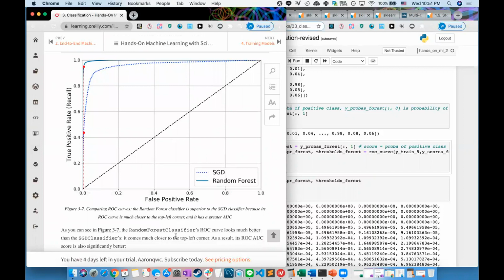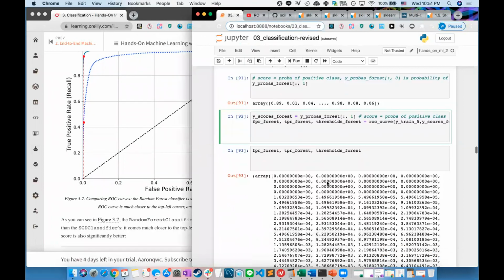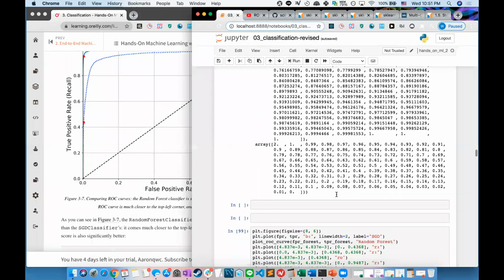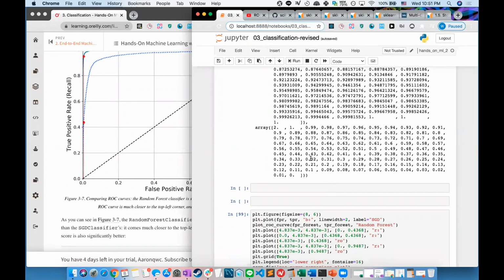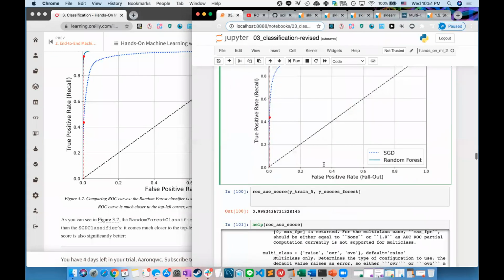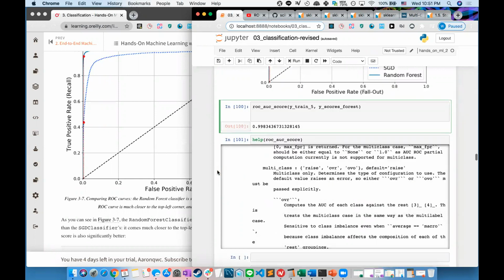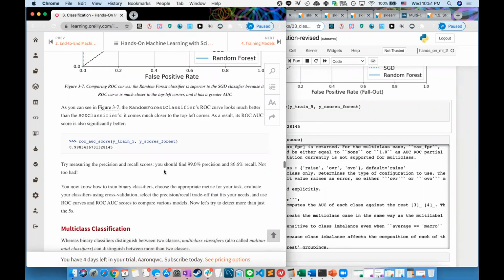As you can see, the random forest classifier's ROC curve looks much better than the SGD classifier's. It comes much closer to the top left corner. As a result, its ROC AUC score is also significantly better. Again, I was just trying to see what's going on in the variables, and these are the plots. And this should be the ROC AUC score from the random forest classifier. It's 0.9983. So cool.